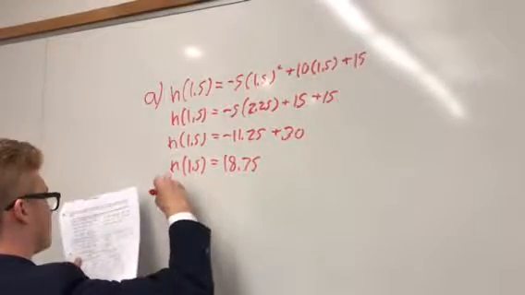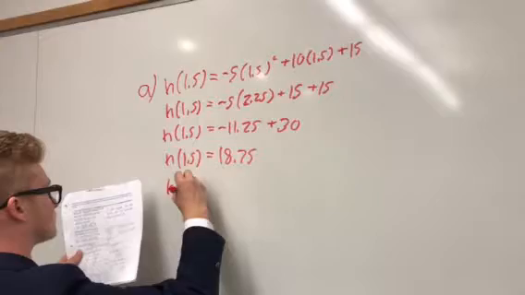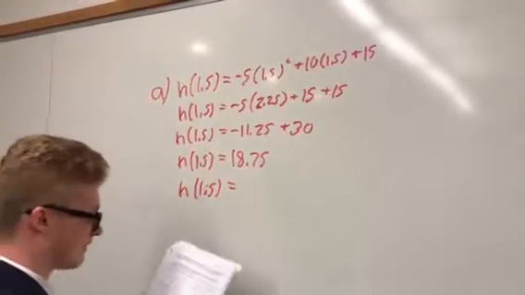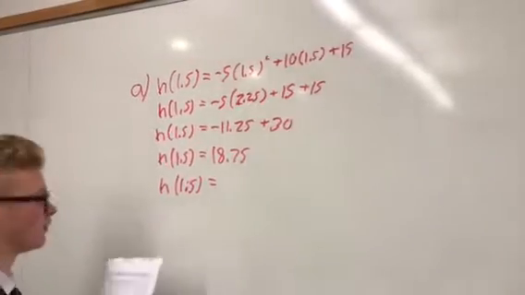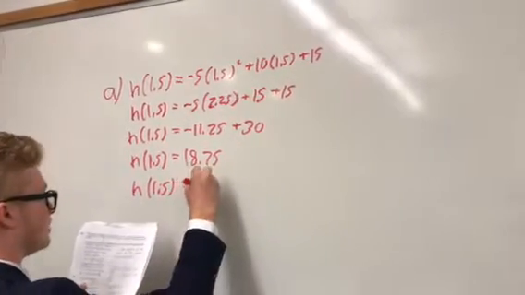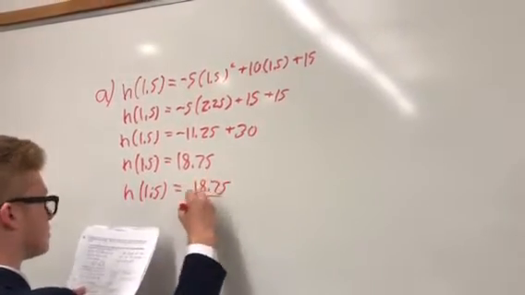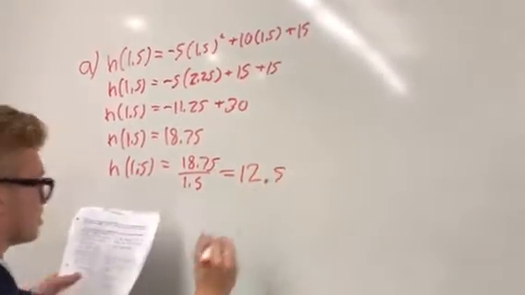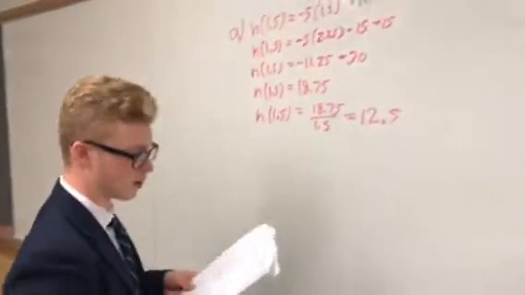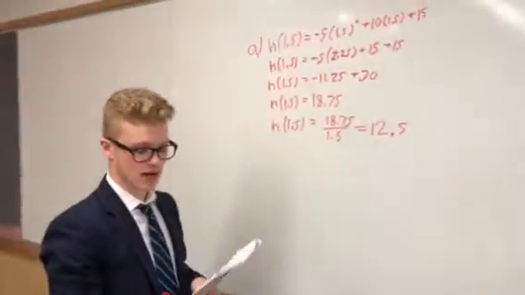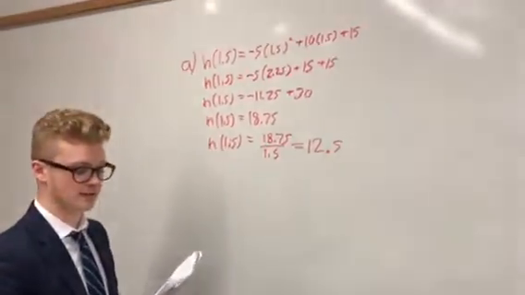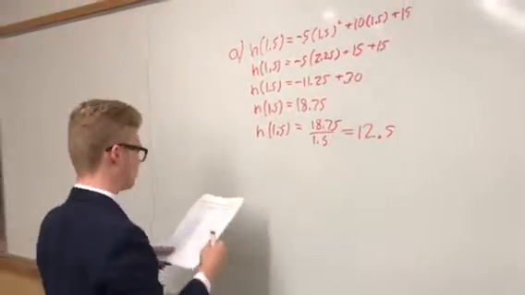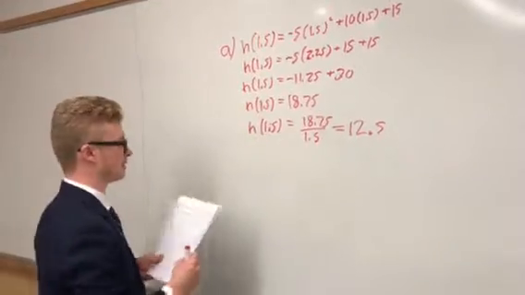And then after that, you'll have to do 18.75 divided by 1.5 to get your overall time, which will then be 12.5. So overall, the ball will be 12.5 meters away from where it is originally thrown in the span of 1.5 seconds. So, and then the next question is, when does the ball hit the ground?